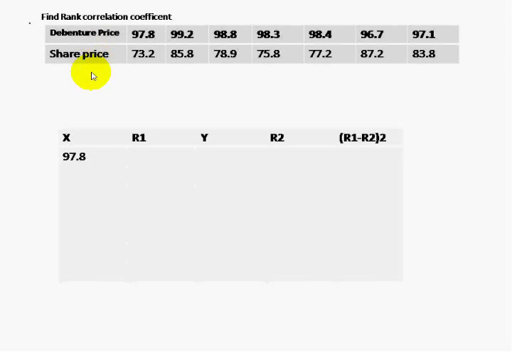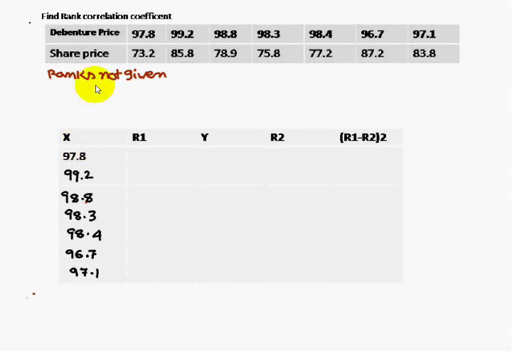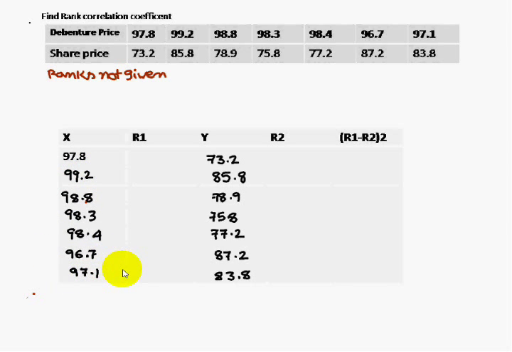So first, the debenture price I have taken as the X column. All these values I have written column-wise, 97.8, 99.2, so on and so forth, up to 97.1. Now my aim is to give the ranks to this data. Similarly, I have written the Y values, that is nothing but the share price.